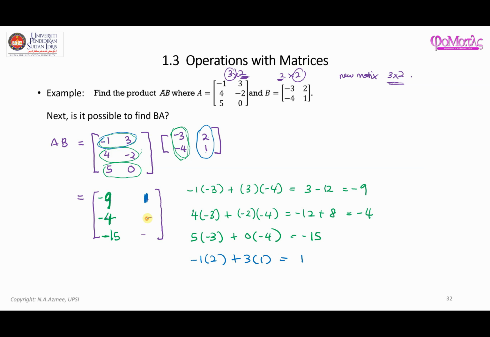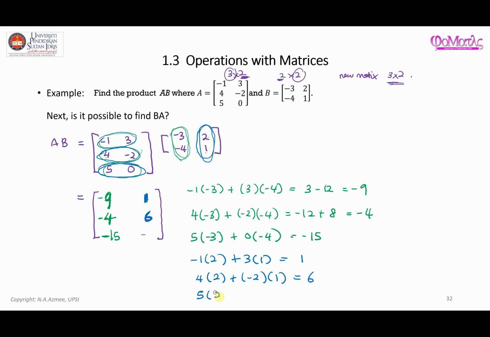And then at this position, this is the second row and second column, so here we consider the second row and second column. So 4 times 2 plus -2 times 1. So 8 minus 2 is going to be equal to 6. The result here is 6. And finally, the last position is at the third row and second column. So here we have third row, second column: 5 times 2 plus 0 times 1.